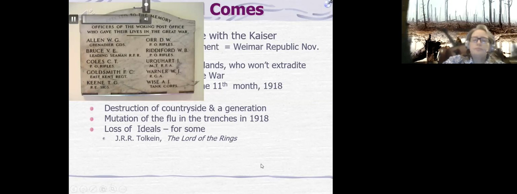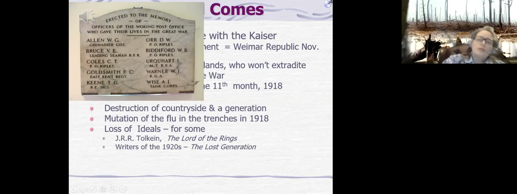While some felt like they'd been saved, others felt lost. In fact, the writers of the 1920s are often referred to as the lost generation. Hemingway, Fitzgerald. These guys are in search of purpose. And the reason is that they've lost a lot of their ideals in the mud and the blood of the trenches. And the war memorials don't really help much.